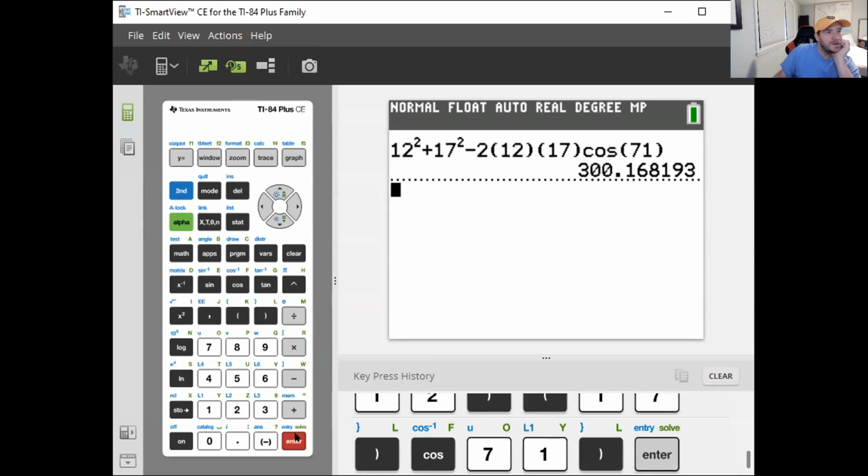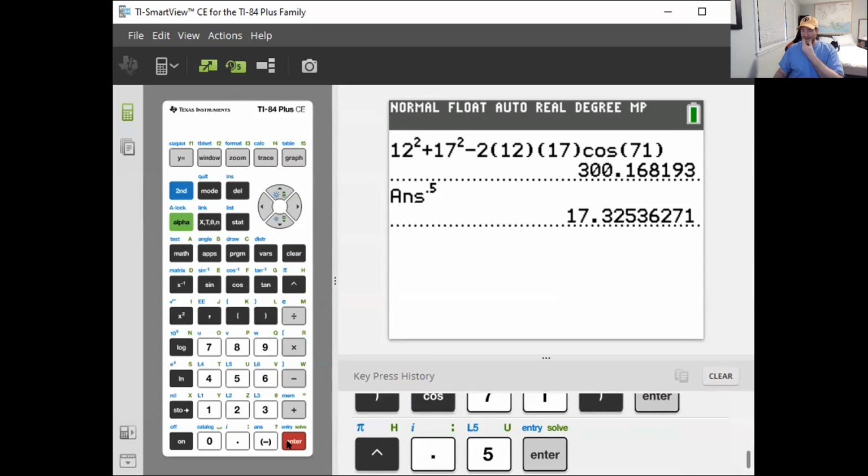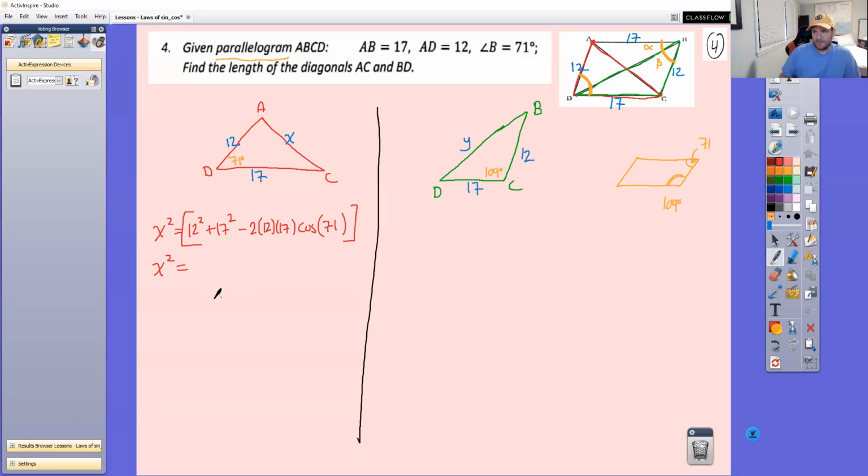Enter. I get the 300, and then I can just do the whole raise it to the power of 0.5 thing to get my square root. So there's the answer for the first diagonal. So carry that over back to the thingy. So we got 300 something, which I am writing down just in the interest of showing my work to my teacher. So that's 168. And then I take the square root and I get 17.325.